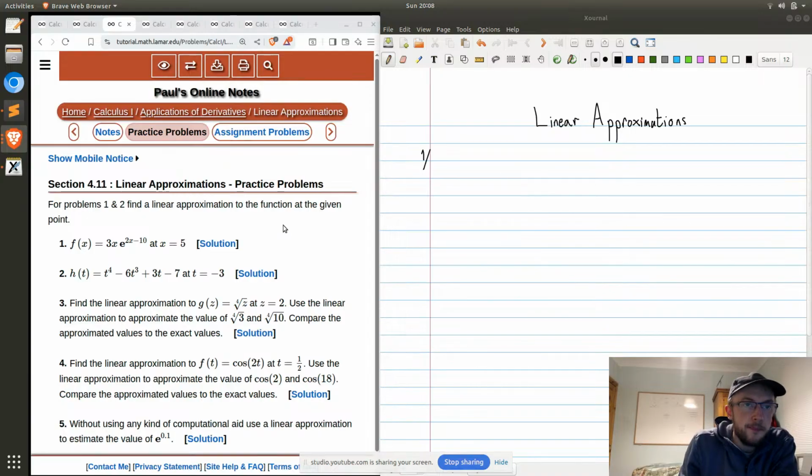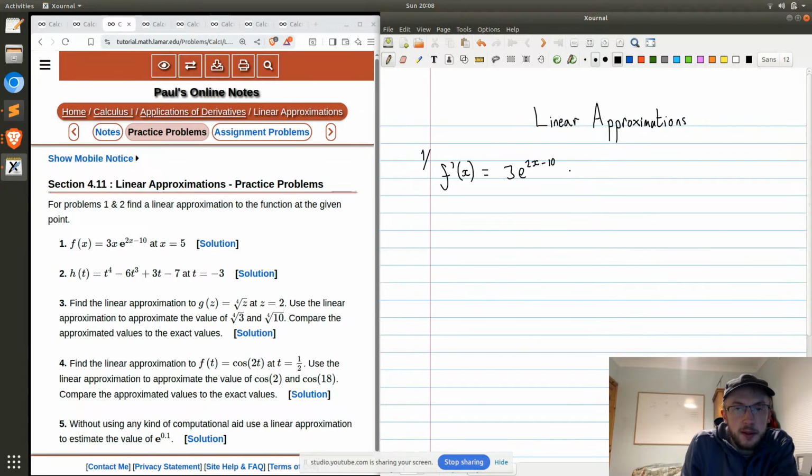Okay, let's see if we can find a linear approximation to these functions at the given points. So f of x equals 3x times e to the 2x minus 10. We're going to differentiate f prime, and we'll use the product rule. So that should be 3e to the 2x minus 10, differentiating the first function, leaving the second one alone, plus now differentiate the second function. All right, so a 2 comes into the front, so it should be 6x e to the 2x minus 10, just like that.